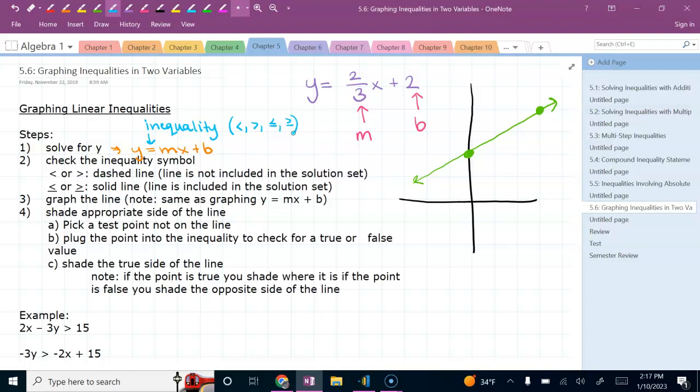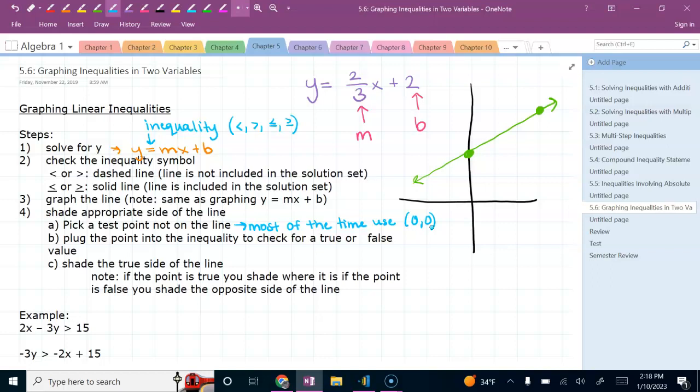Then you graph your line, and then we'll talk about how to shade the appropriate side of the line. We'll talk about testing a point that's not on the line. I'm just going to put a note here that most of the time we use 0, 0. We use 0, 0 because it's an easy point. It's easy to calculate with 0, especially if you're multiplying or dividing. The only time you can't use 0, 0 is if your graph goes through the origin. If it happens to go through 0, 0, we'd have to pick a different point and test it. But most of the time 0, 0 will work.